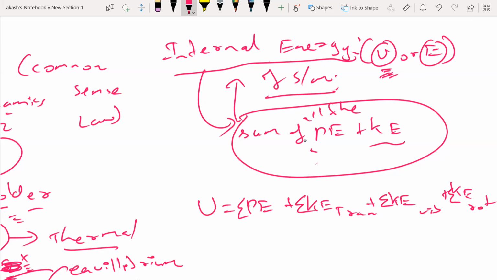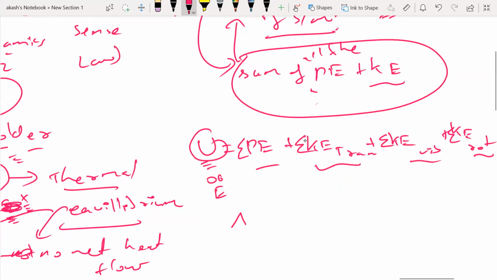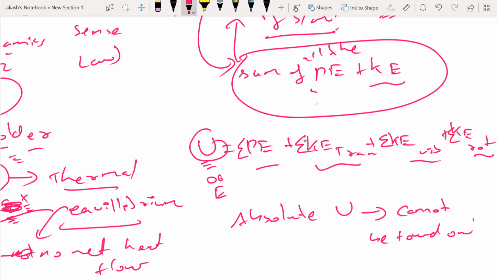Not for one molecule. Say I have 100 molecules; for all 100 molecules, the individual translation, vibration, rotation, and potential energy, everything has to be calculated, right? And that whole sum is what is called the internal energy, U or E, we call it. And this absolute internal energy, the sum of all these values, absolute U, cannot be calculated, cannot be found out, right?